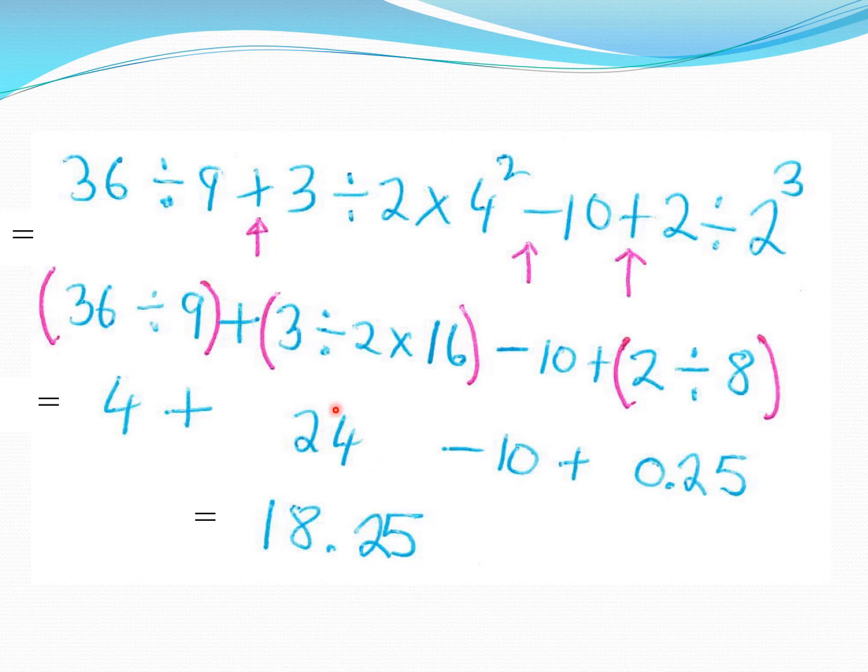Sometimes students might see this here, and because they learned some rhyme about having the add before the subtract in BOM-DAS, they might be tempted to go 4 and 24 is 28. Take away 10.25. That would give you a different answer. But what we have done is 4 plus 24 is 28. Take away 10 gives us 18 plus 0.25, and that's 18.25.